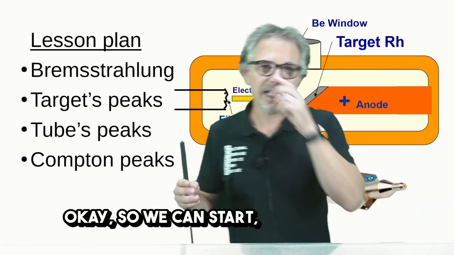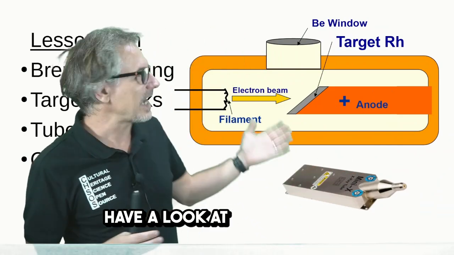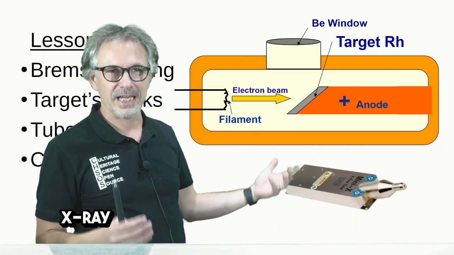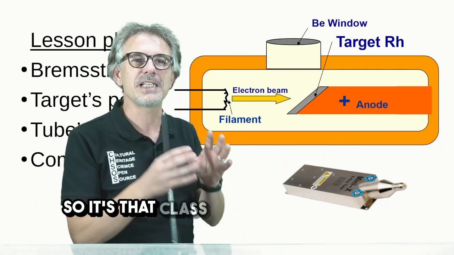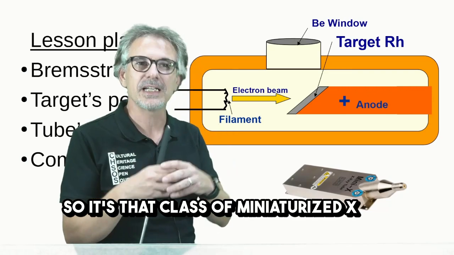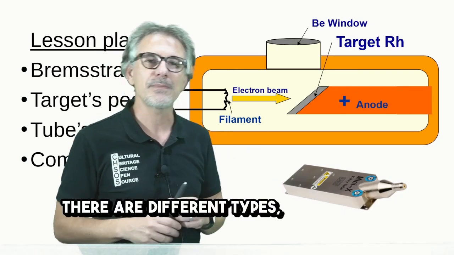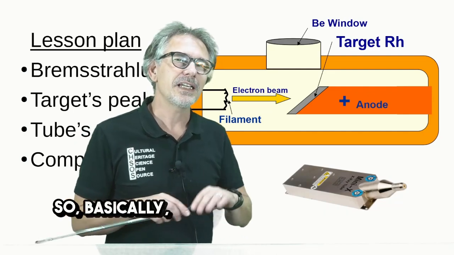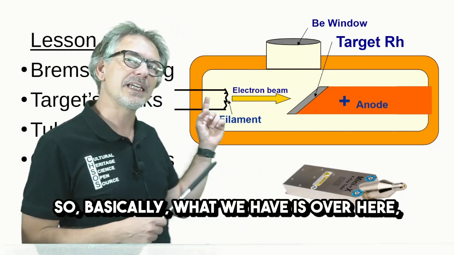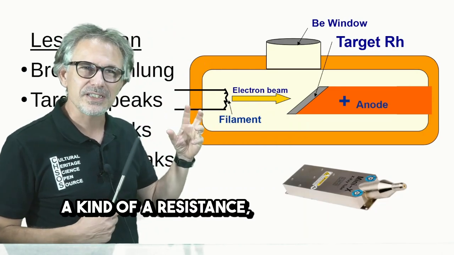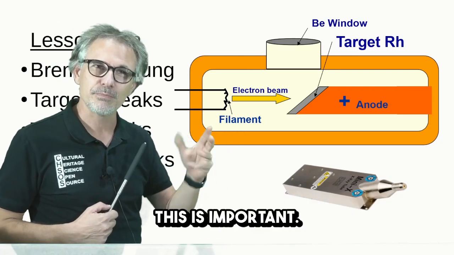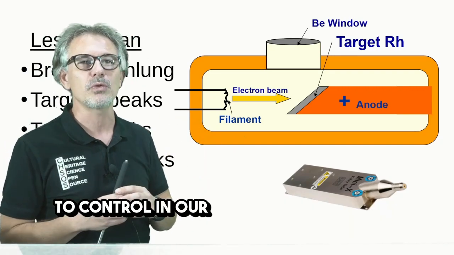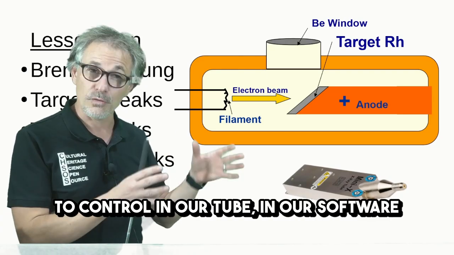Okay, so we can start first of all to have a look at an X-ray tube. So there it is. This one on the bottom is the X-ray tube that we have in our system. So it's that class of miniaturized X-ray tubes. There are different types, but they are pretty small, like this one, or even smaller. So basically over here we have a kind of a resistance where there is a current, and this is important. It's one of the parameters that we are going to change, control in our software for the tube.